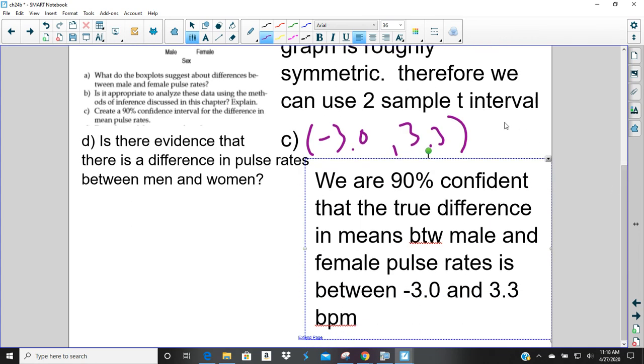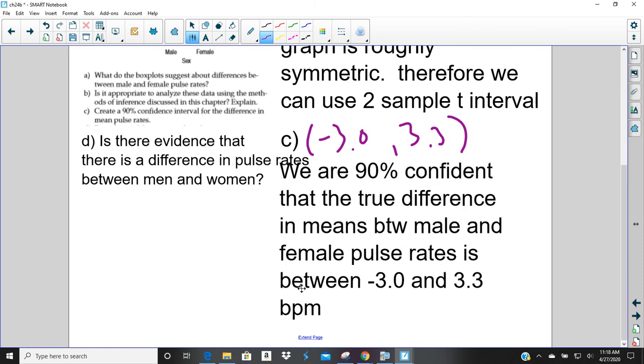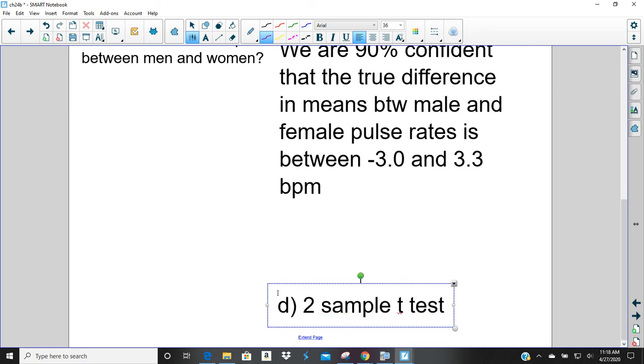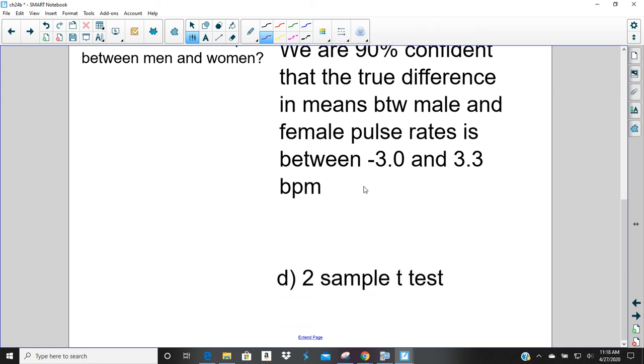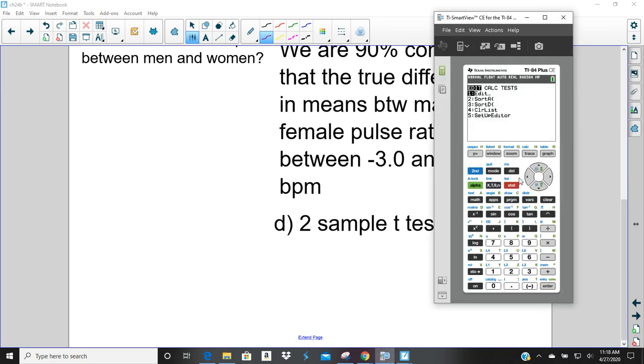So, interesting. I'm already seeing that there really is no difference, right? But let's answer the last question. Is there evidence that there's a difference in pulse rates between men and women? As soon as I see the word evidence, I have to do a test. So for D, I'm going to do a two sample t-test. Even though I can use my confidence interval to do this math, let me go now to stat tests, two sample t-test, number 4, enter.